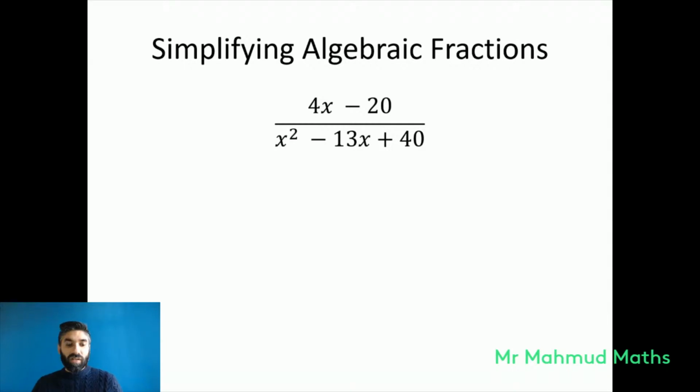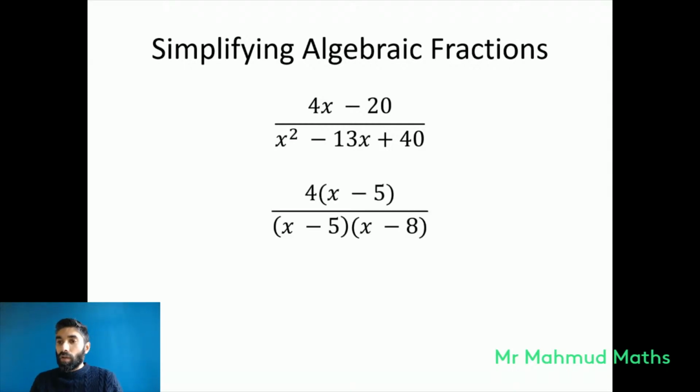I hope you had a go at this, so let's give it a try. If you factorize the top part, that will give you 4 brackets x minus 5. And then factorizing the bottom part gives us x minus 5 and x minus 8. Now you notice that we can actually cancel out x minus 5 from the top and the bottom. So let's cancel these two out, and then we'll be left with just 4 over x minus 8.